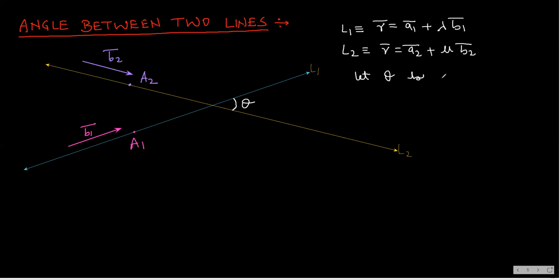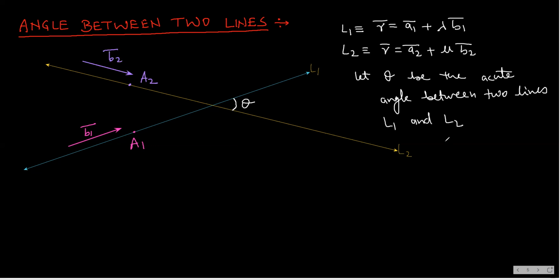Let theta be the acute angle between two lines L1 and L2. Now I ask you a question. Pause the video once the question is over and try thinking on it. What do you think, how will we get the angle theta here? Okay, pause the video and let me know.